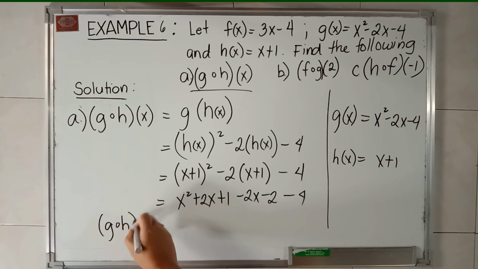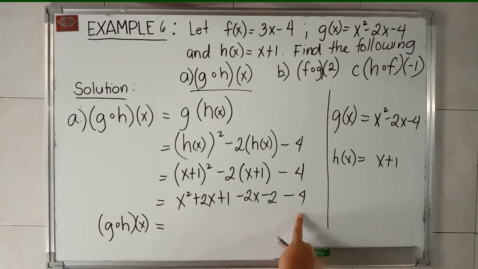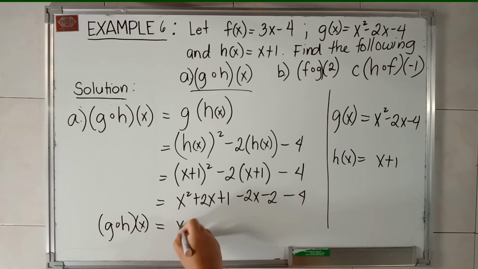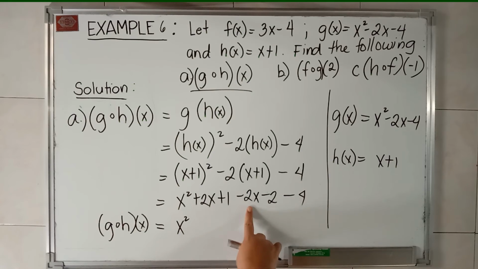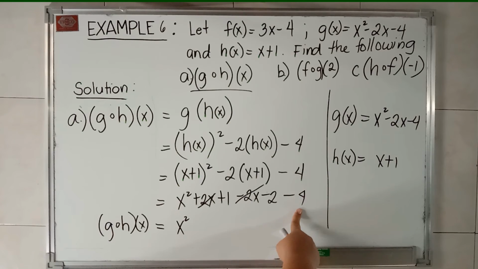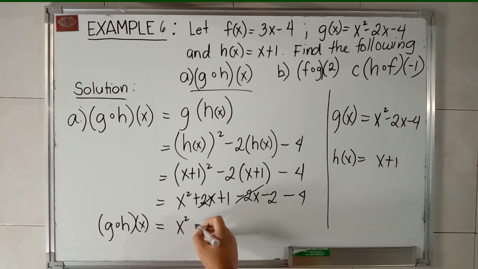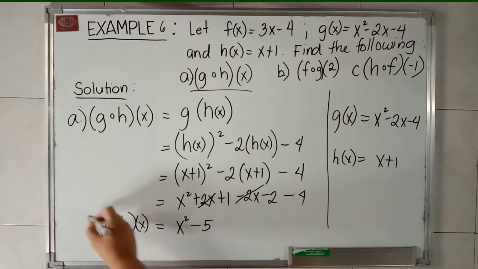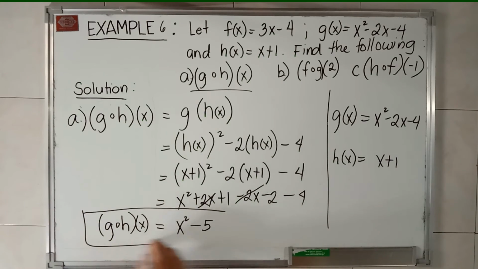So, g circle h of x is, so, x squared, siya lang yung mag-isa, kaya isusulat natin. Si 2x at negative 2x, pwede na natin i-cancel because they have opposite sign. So, plus 1 minus 2 is negative 1, minus 4 is negative 5. So, that is our final answer.